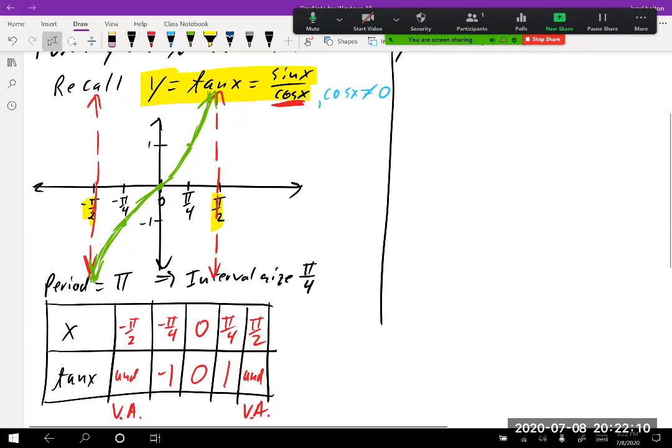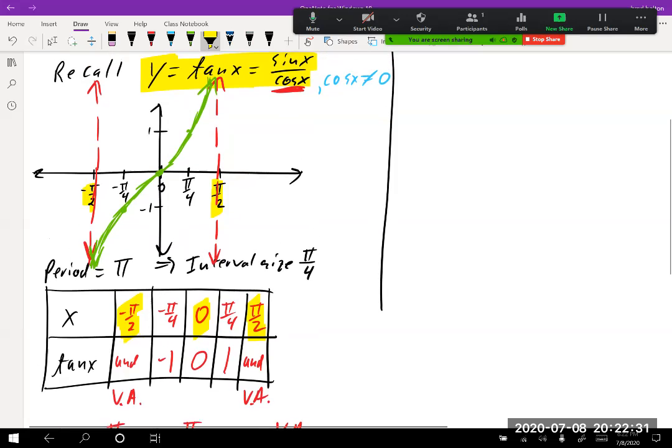In reality, you guys, the most important things are the asymptotes and the x-intercept. Those are the most important things. The negative pi over 4 and -1 and 1, those are good because they help you draw a better graph. But in reality, the most important things are the asymptotes, okay?